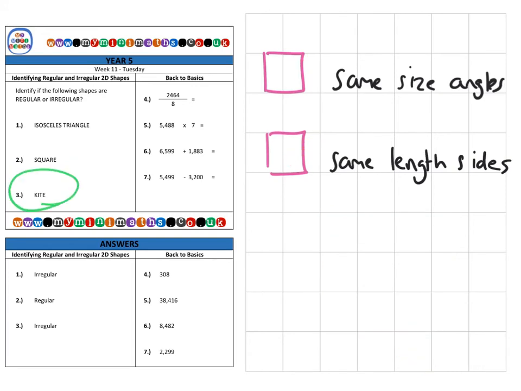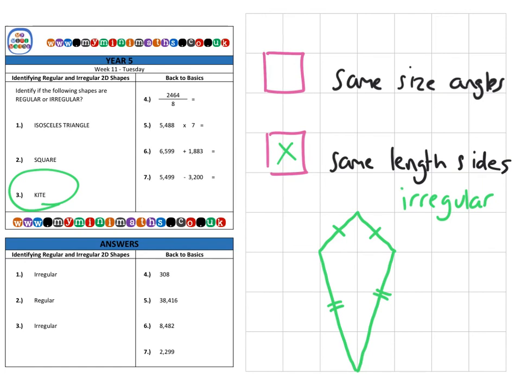And finally, we're going to look at a kite. So if I take a kite where my first two sides are going to be quite short, and then I'm going to bring it all the way down to the bottom, so I can see that these two sides are the same, but this next two pairs of sides are different, they're longer. So straight away we can see that the length of the sides are not the same. So straight away this has to be an irregular shape.